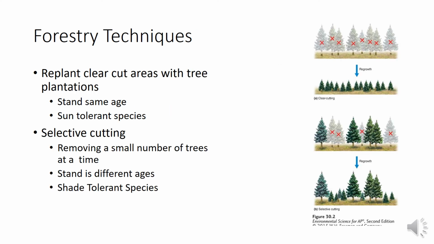Well, if an area has been clear cut, you can actually plant them with plantations. And so you end up with a stand of trees that are all the same age. These are sun tolerant species, and then you can clear cut them all again and plant them again. So you're actually growing trees to be cut down. There's also selective cutting, where you're removing a smaller number of trees at a time, and then your stand is different ages, so you might be able to harvest in the same area at different times. This is really only good for shade-tolerant species because obviously you have trees that are left that are providing shade for your new trees.